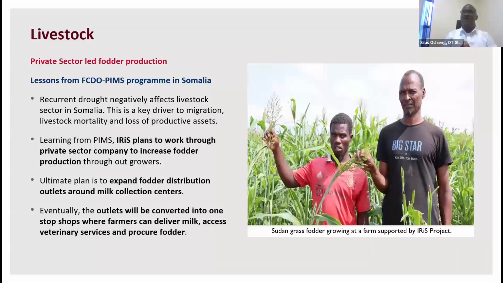And over time, the plan is to more or less transform these collection centers into one-stop shops. So let's say now you have an outlet where the farmers can deliver milk, and also those who are producing fodder are able to put it there, and also those who are providing veterinary services. So we more or less build a system around these collection centers that expands market access and services for the marginalized households. So these are very clear examples of what we're doing in the IRiS program.